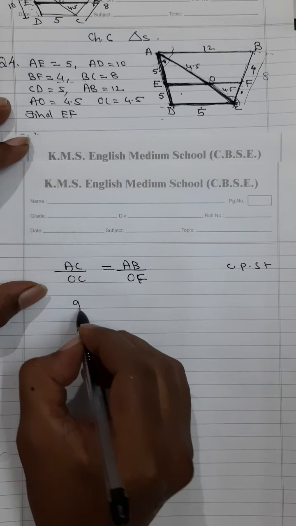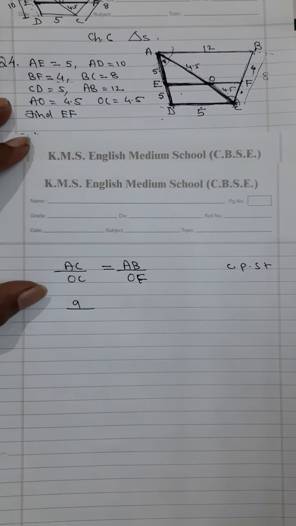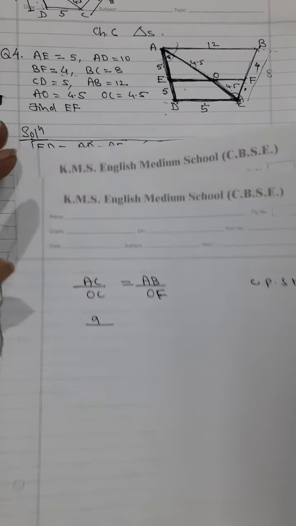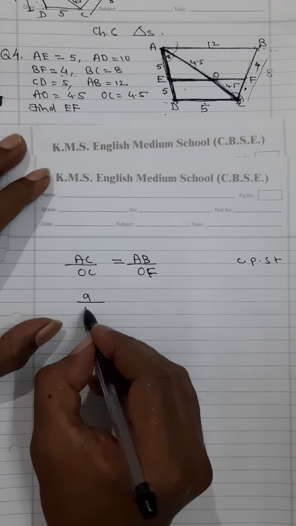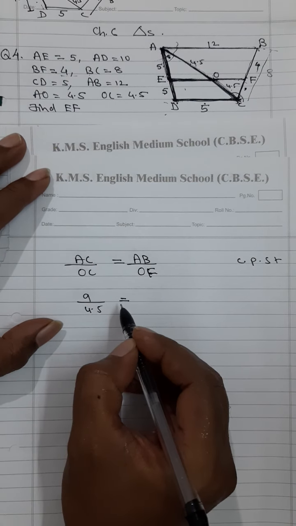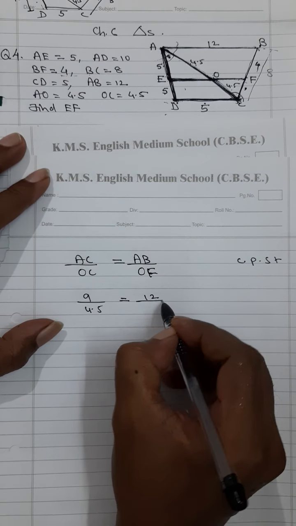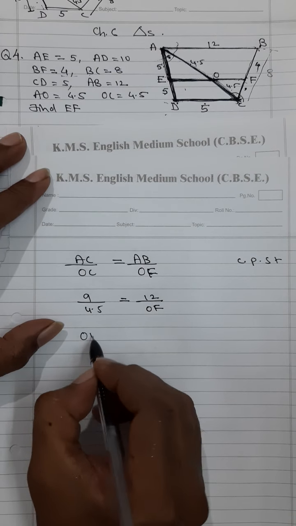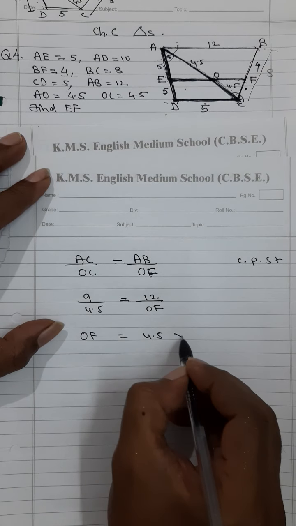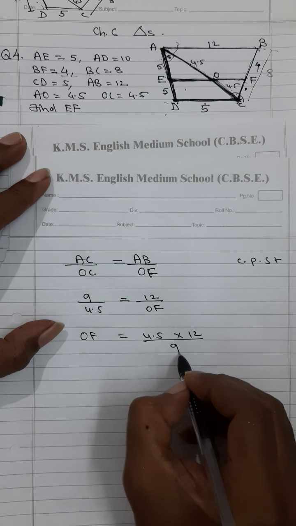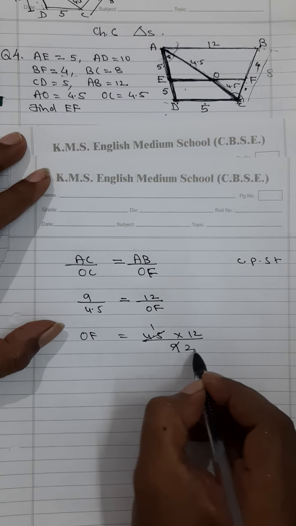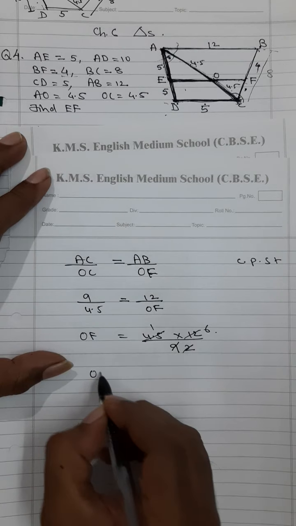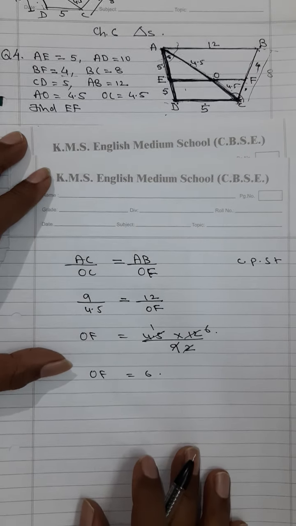So now over here, AC is given to you or not? AC is equal to 9, right? You have found it from first. OC is equal to 4.5. AB is equal to 12, it is given, and OF you have to find. So you will get OF is equal to 4.5 into 12 upon 9. So this will be 4.5 ones are 4.5, twos are 2, 6 are. So you get OF is equal to 6.